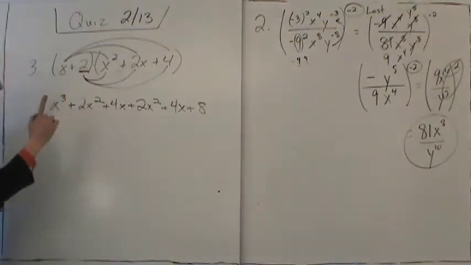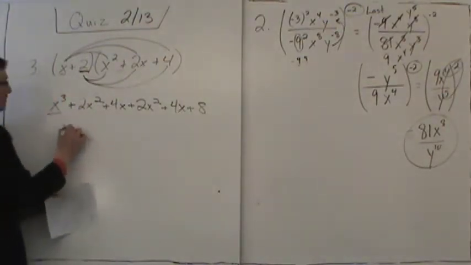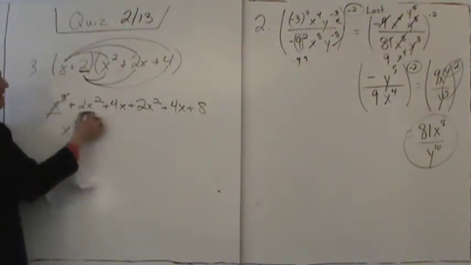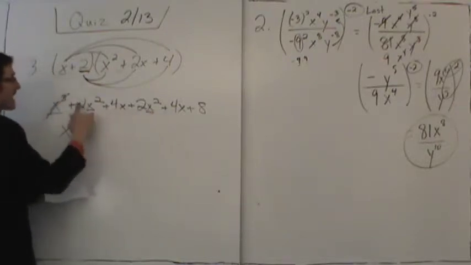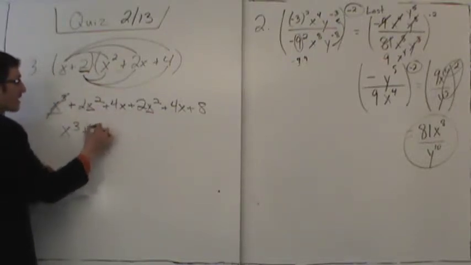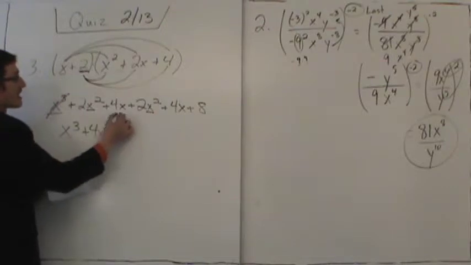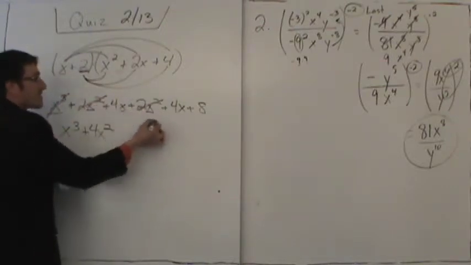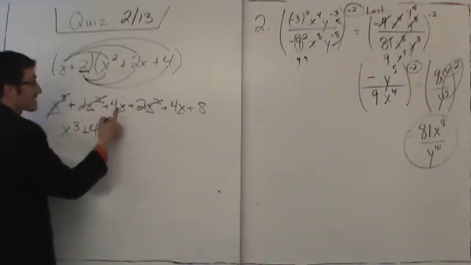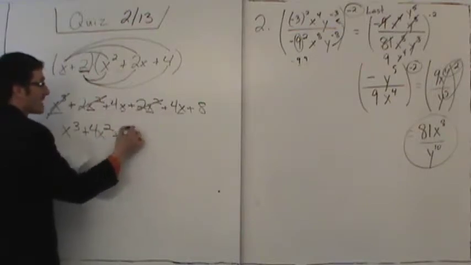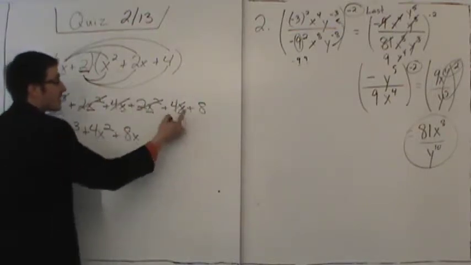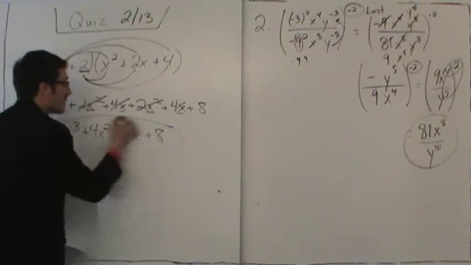Now we're done multiplying, we're now adding. Does anything match x cubed? No, we're done. So cross this out. Does anything match x squared? Yes, so we add what's in front. 2 plus 2 is 4, and the x squared does not change. Now, cross these out. Does anything match your x term? Yes, x matches x, that does not change. 4 plus 4 is what? 8x. Cross these out, and we have a plus 8 on the end, and we are done.